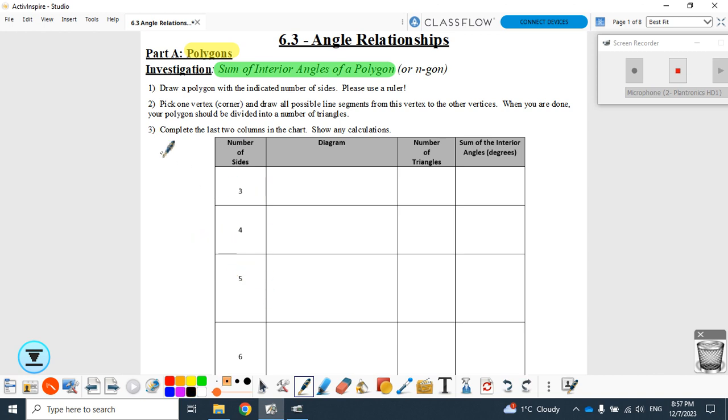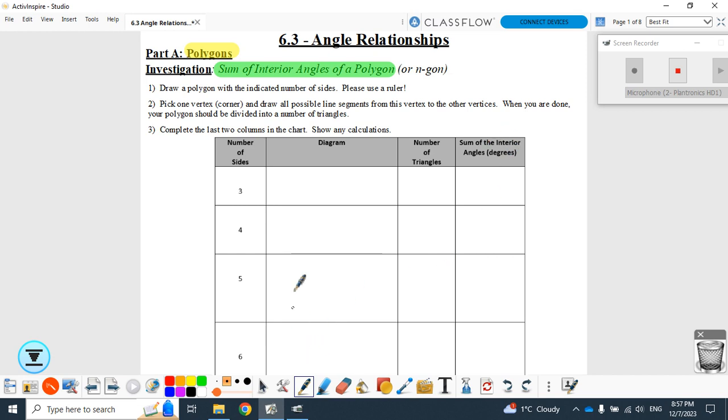And then we're going to pick one corner or one vertex and draw all the possible line segments from this vertex to the other vertices. Basically, we're just going to pick a corner and draw other lines to every other corner. When we're done, our polygon should be divided into a number of triangles. Complete the last 2 columns in the chart: the number of triangles you see and the sum of the interior angles in degrees, of course. And we'll see what we notice.